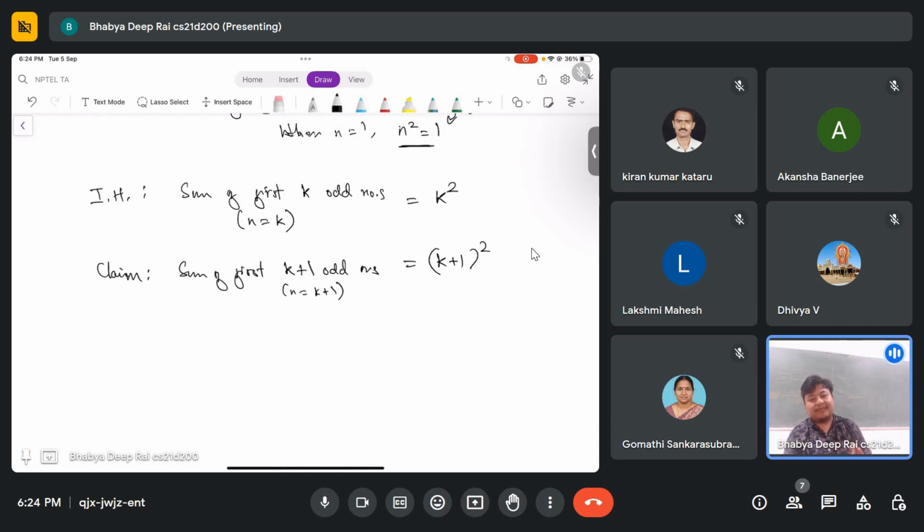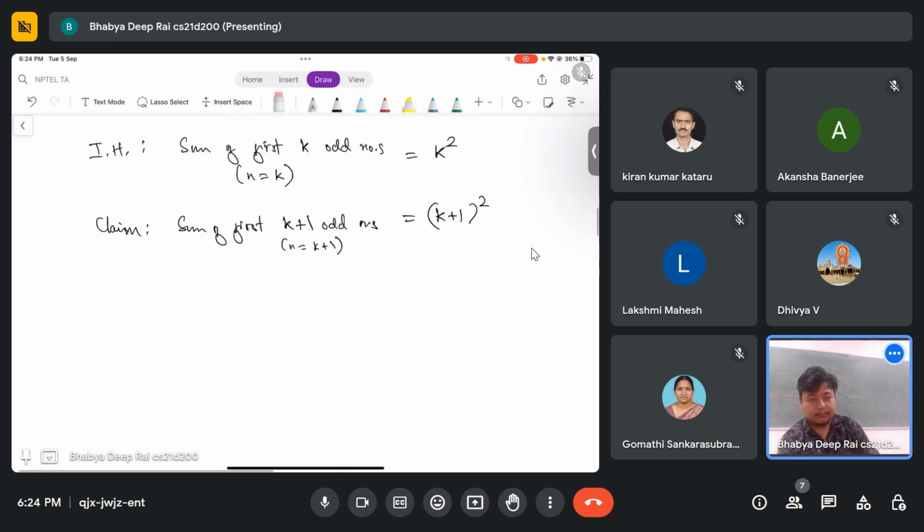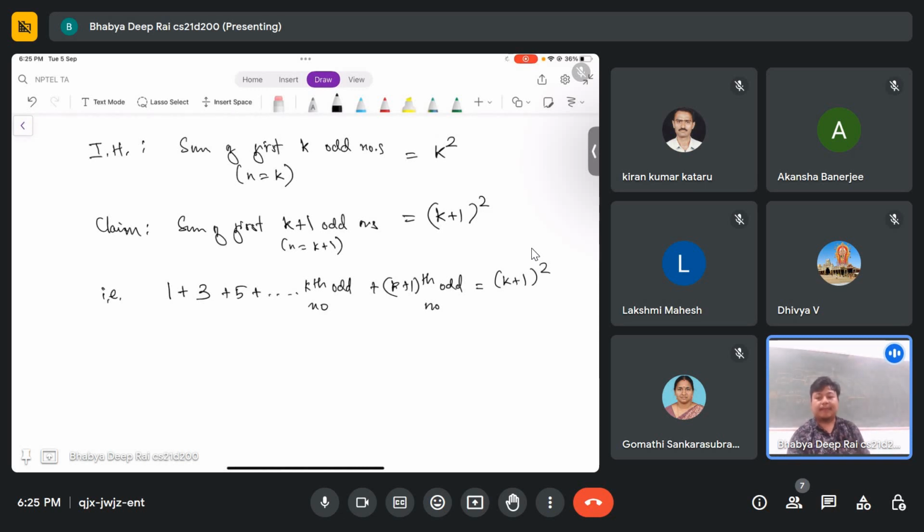Now by the principle of mathematical induction, if I prove this, I'm done, right? So now what I do is I look at this, another way to state it: 1 plus 3 plus 5 and so on until the kth odd number plus the k plus 1th odd number equals k plus 1 whole square. This is what we need to prove, is it not?